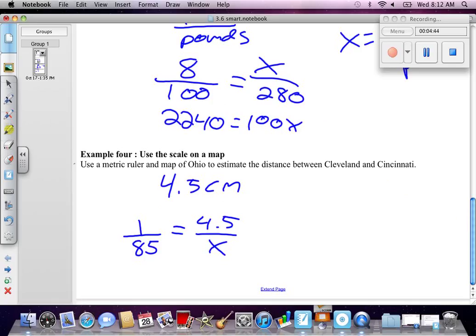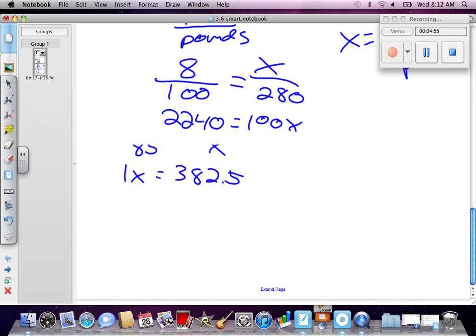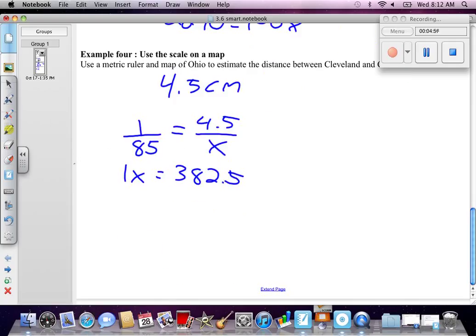So now I'm going to cross multiply. 1 times x is 1x. 4.5 times 85 gives us 382.5. And I don't really have to divide. x equals 382.5 kilometers. Because anything divided by 1 is itself.